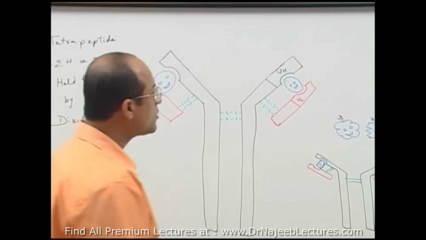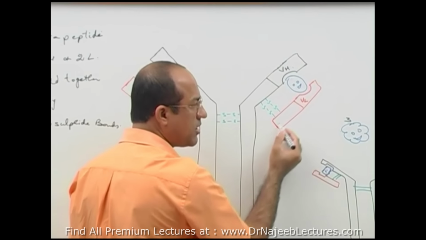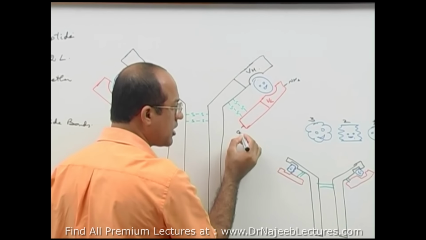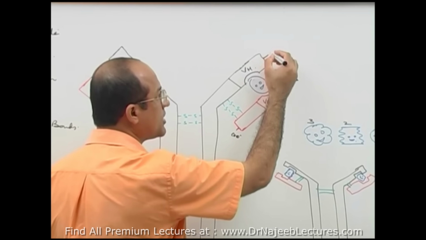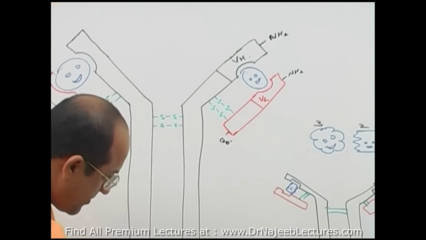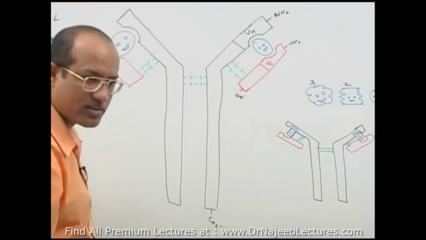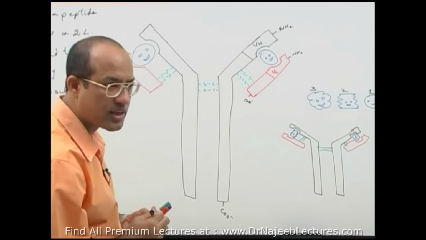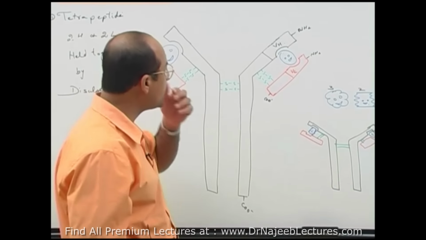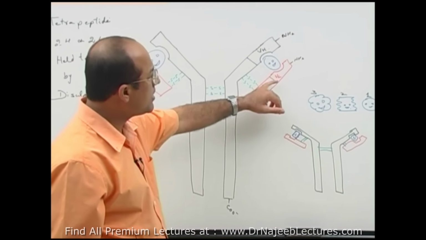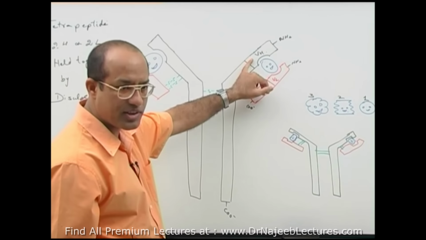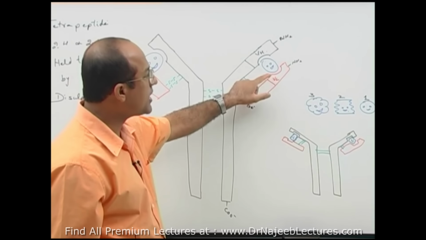This part, of course, is a peptide chain. So it should have an amino end here and a carboxyl end here. The same way, the heavy chain should have one amino end and another carboxyl end. You understand this? Every peptide chain has on one side an amino end, on the other a carboxyl end. So what really happens is that the amino end of the light chain and the amino end of the heavy chain are having a domain.